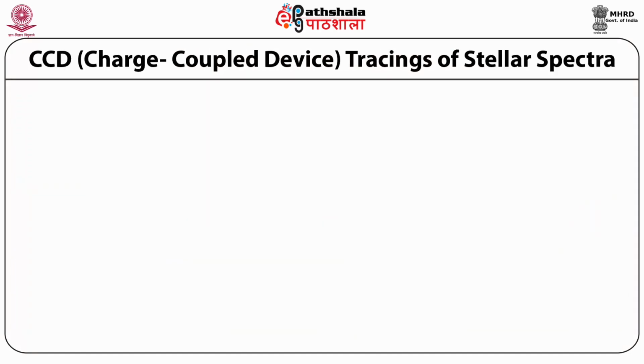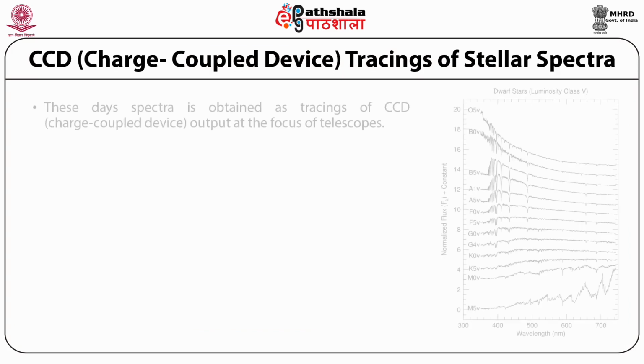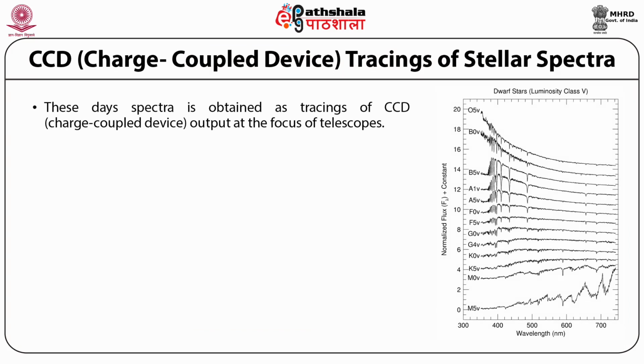CCD tracings of stellar spectra. These days, spectra are obtained as the tracings of charge-coupled device, CCD, output at the focus of telescopes. This figure shows the tracings of stellar spectra of various classes, where they record directly the intensity of lines as well as the background. And as you can see, students, each dip in the tracing is an absorption line.